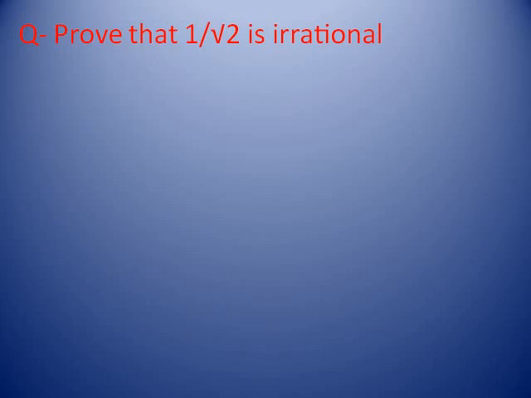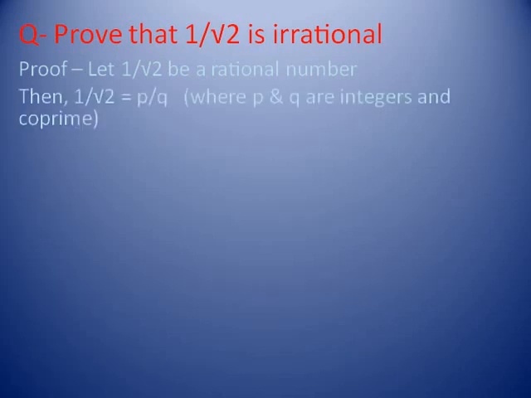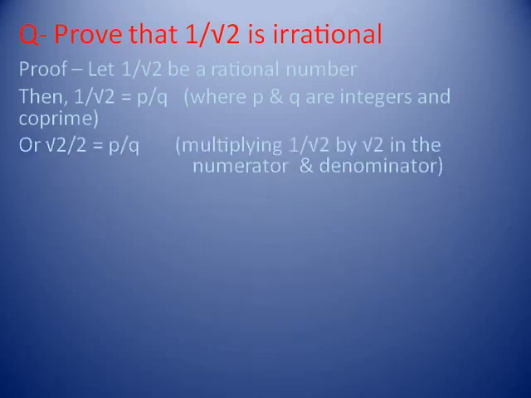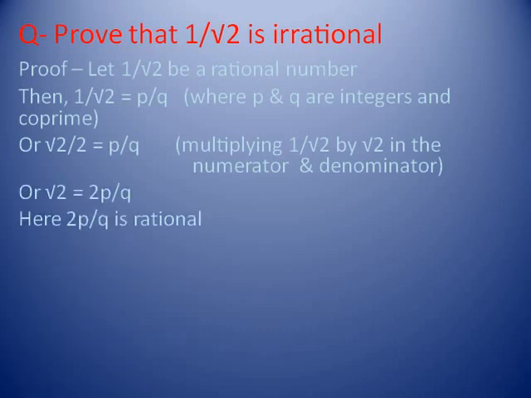Prove that 1 by root 2 is irrational. This question will be proved by the contradiction method. So let 1 by root 2 be a rational number. Then 1 by root 2 can be written as p by q, where p and q are integers and co-prime. Here first we will multiply the numerator and denominator of 1 by root 2 by root 2 to rationalize the denominator, or the equation can be written as root 2 equals 2p upon q. Here 2p upon q is rational.